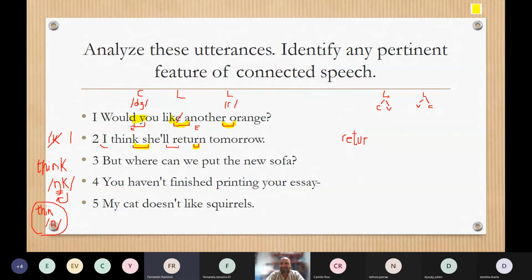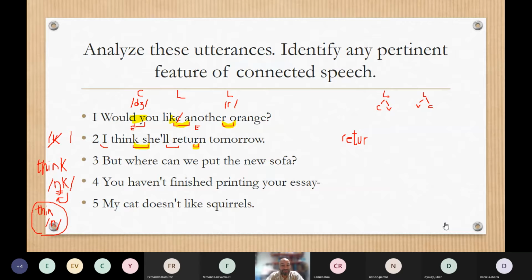But where can we put the new sofa? Sorry. But where can we put the new sofa? I see. Again? Number 3 or number? Number 3. The next. But where can we put the new sofa? But where can we put the new sofa? But where can we put the... But Great, where thank you so much, Fernando. Mm-hmm. Sorry. All right, so where can we put the new sofa, Fernando?